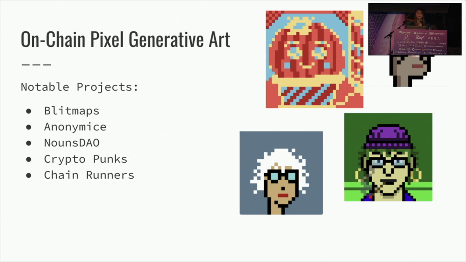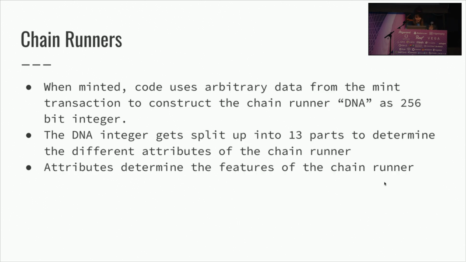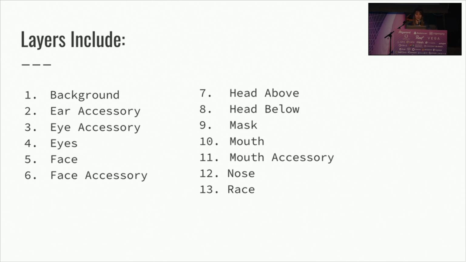So I'm going to focus on Chain Runners, which is this green guy right here. When Chain Runners are minted, code uses the arbitrary data from the mint transaction to construct the Chain Runner DNA, which is a 256-bit integer. And then the DNA gets split up into 13 different parts to determine the different attributes of the Chain Runner, like the hair, the eyes, the nose, the lips, whatever. So these are all the layers.